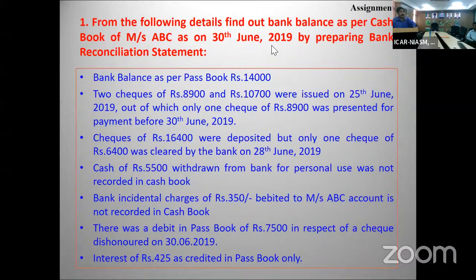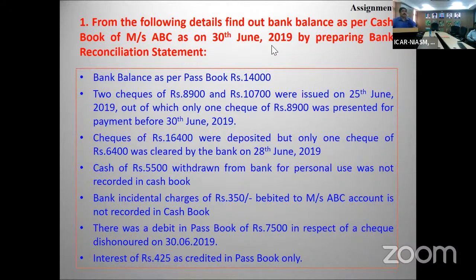We have issued the check, it has been presented and it has been paid. So there is no confusion. We have issued the check of 8,900, it has been presented for payment and it has been paid also before 30th June. So there is no need to show this in the BRS. Though it is given in the question, 8,900 is not to be treated. It is not to be added or deducted anywhere. You see 10,700. What has happened?